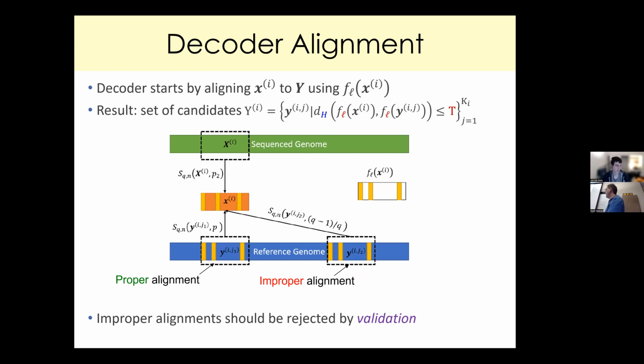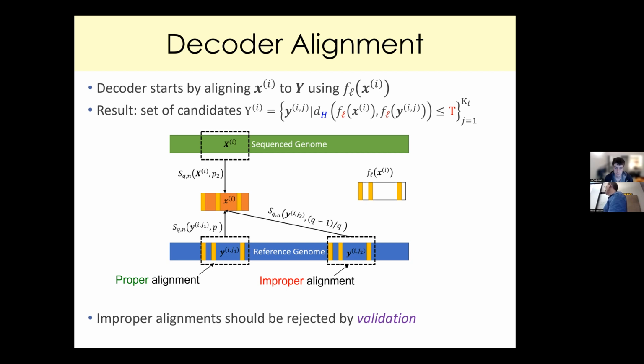Now let's talk about alignment. Alignment is the step where we take not the read itself because we don't have it, but some sample. You see the light orange. This is a sample of each read that we include in the encoded message. So we slide it over the reference, and now we distinguish between two types of alignment matches. One we call a proper alignment. That refers to the position within Y from which X is actually taken with this channel parameter P. But that may not be the only position that we find. We may find others, which we call improper alignment.